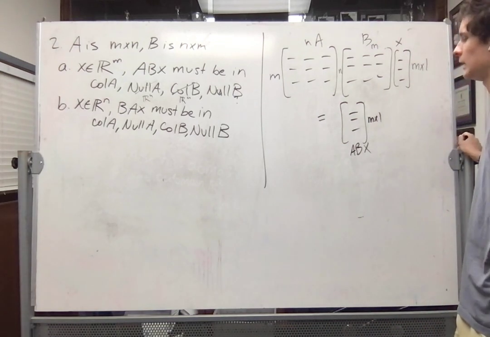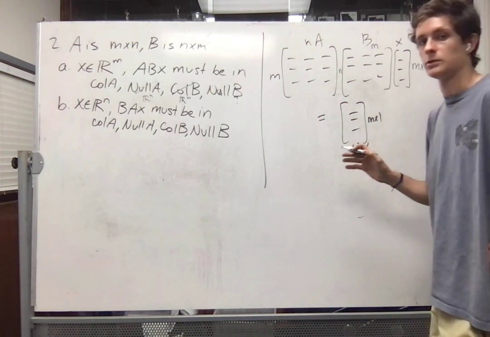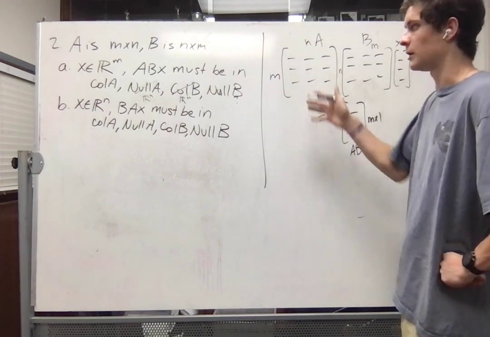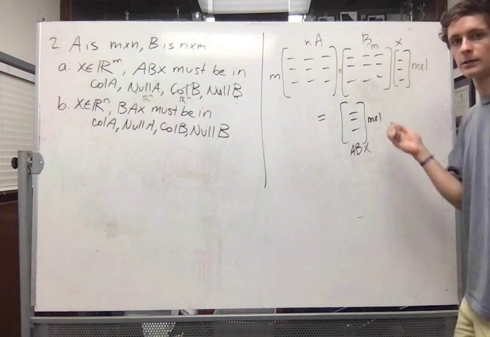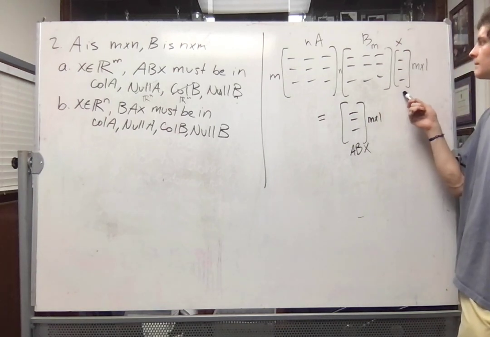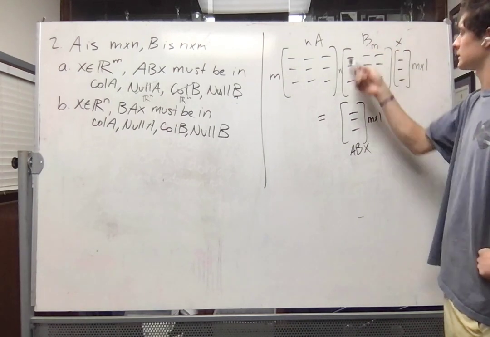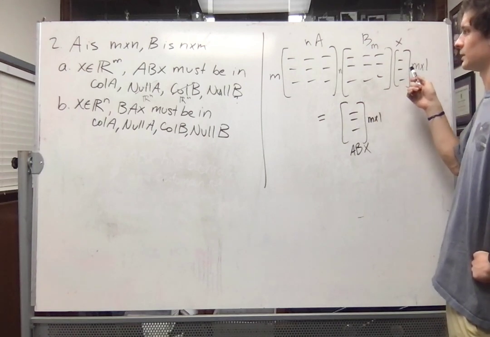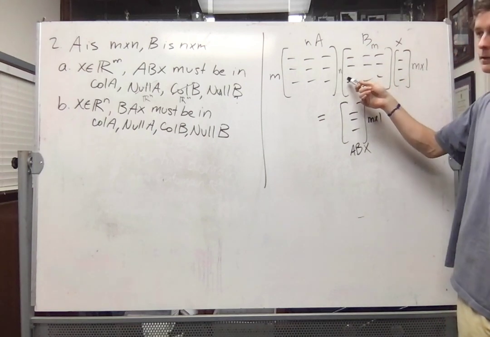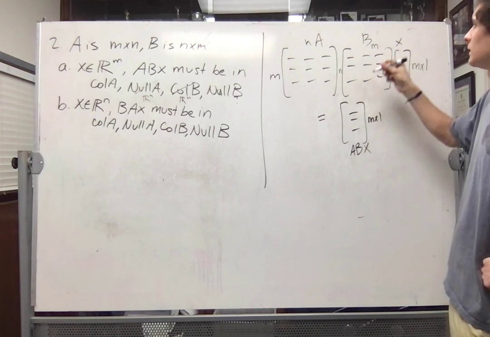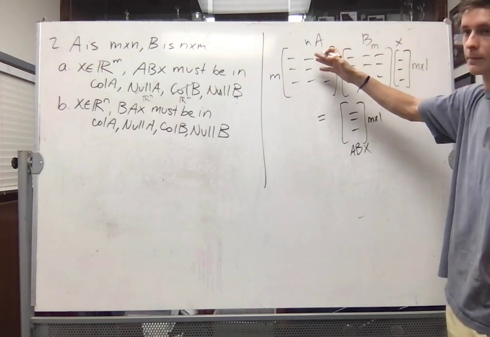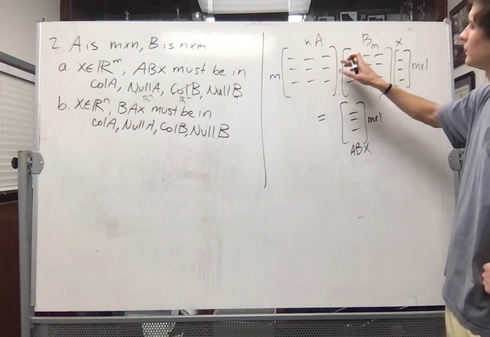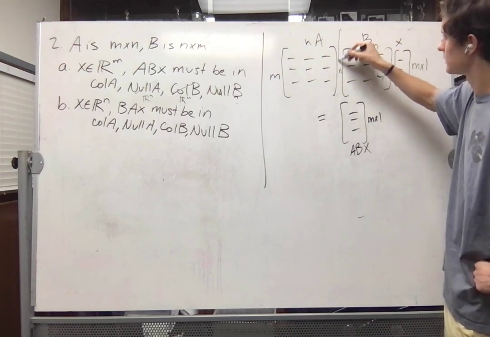But col A, let's look at that. If you're in col A, that just means you're a linear combination of the columns of A. Let's look at this multiplication. We start with x. We then get Bx, which is going to be some vector in Rn. And then we multiply that vector by A. So we think about A times Bx.